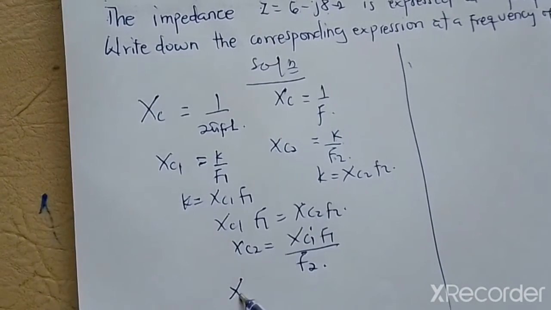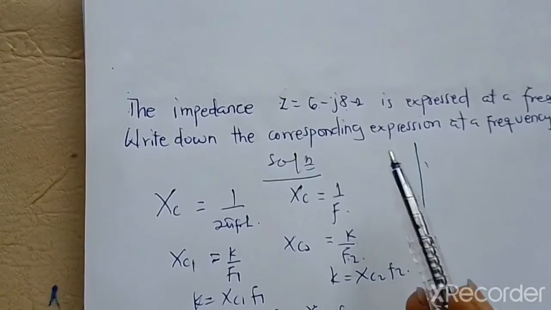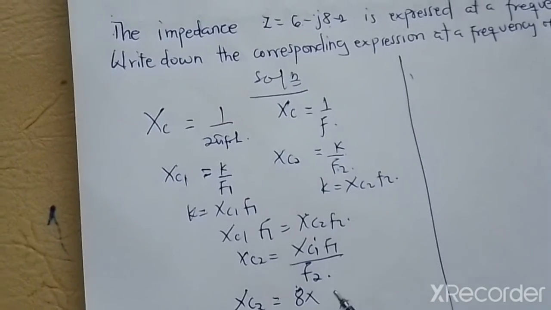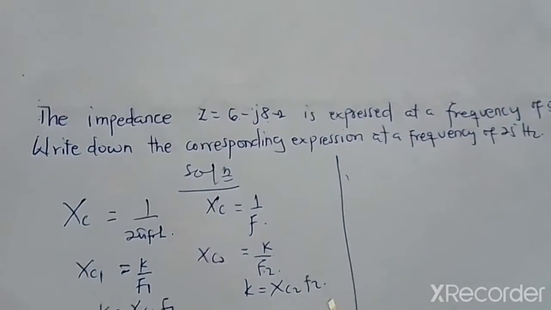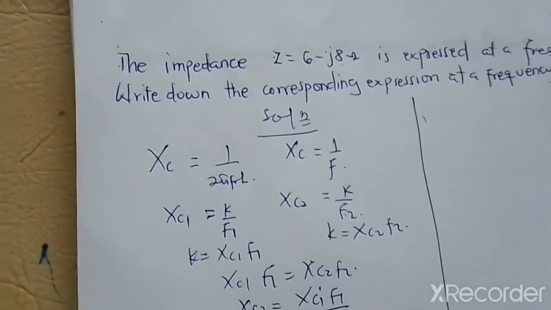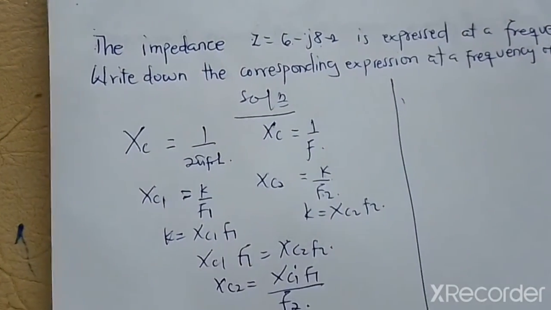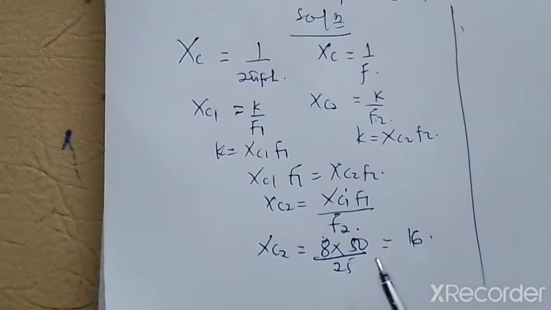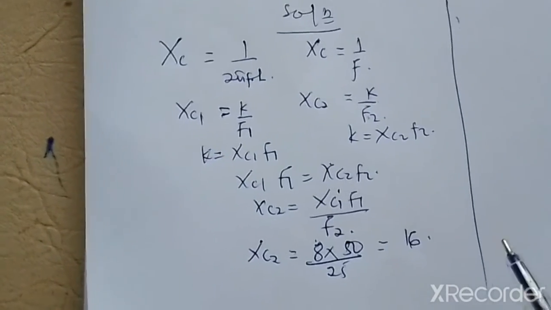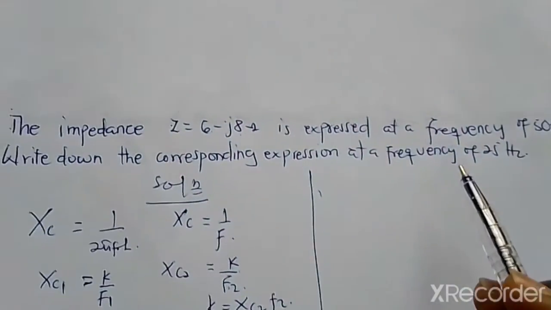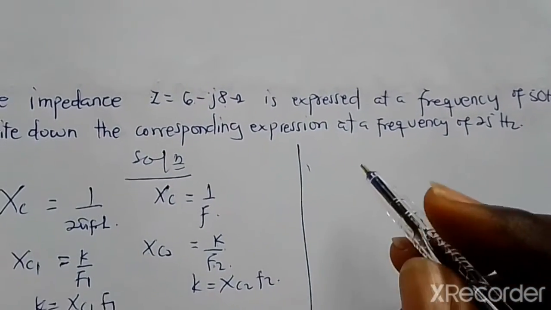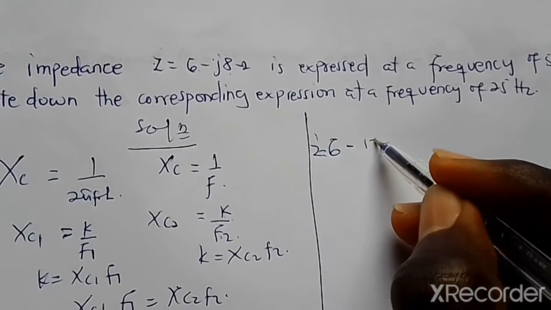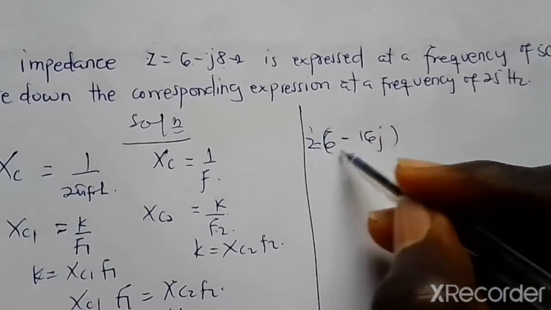So from here, what do I get? My XC1 was given as 8. So I'll write 8 times the initial frequency, which was 50 hertz, multiplied by 1 over the final frequency, which is 25, and I'll be getting 16. Now I found the new capacitive reactance to be 16. Therefore, the new corresponding expression at the frequency of 25 Hz is Z equal to 6 minus 16 J all ohms.